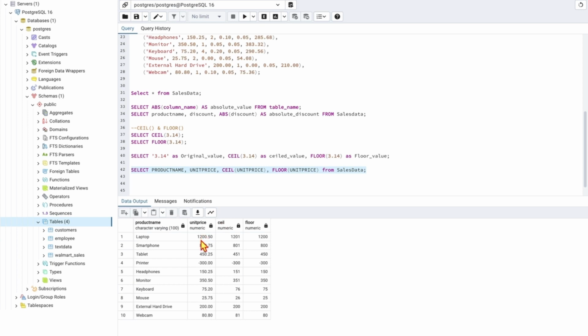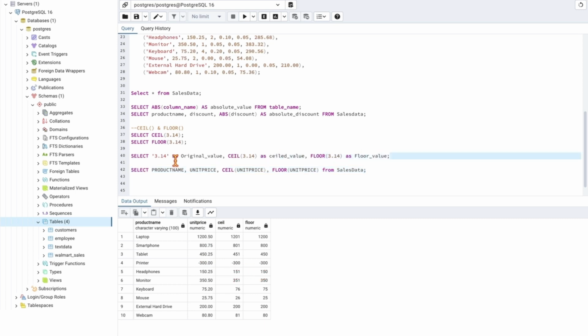See the clear difference of the unit price with both CEIL and floor. CEIL always rounds to the next number, whereas floor always rounds down. If you notice 300, when there are no decimal points, both CEIL and floor give you the same number.